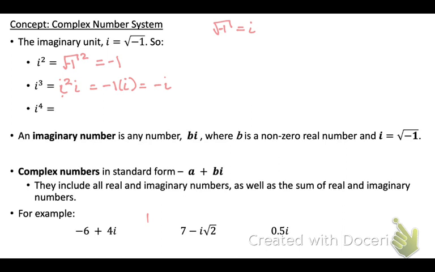So I to the 4th, well, if I break it up, what would be easy would be I squared times I squared, wouldn't it? Because 2 plus 2 is 4. Well, what's I squared? Negative 1. So it's negative 1 times negative 1, which is what? Positive 1.